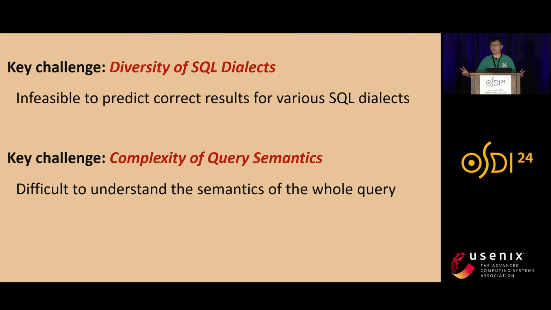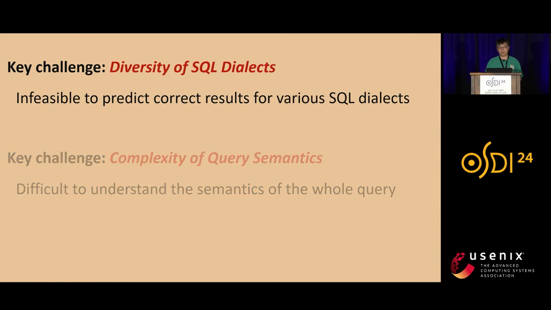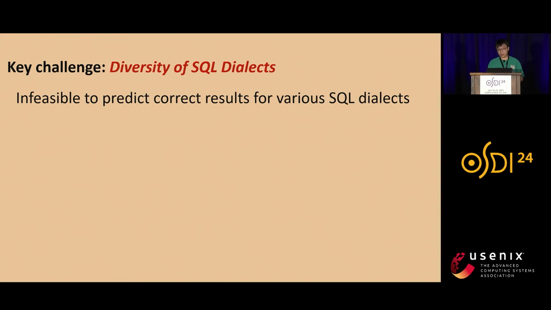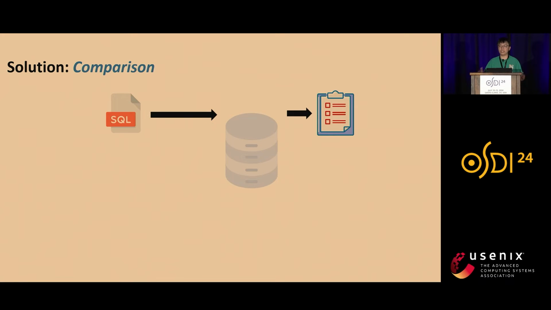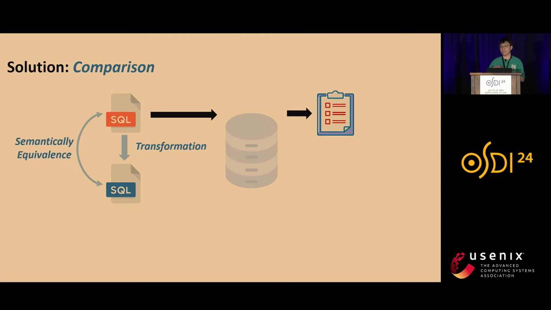So there are two key challenges. How to solve them? Let's do it one by one. For the first challenge, we know it's infeasible to predict the correct result, but we may ask, why do we have to predict? Can we use a smarter way? Our answer is yes, and the smarter way is comparison. Given a query and its execution result, we can transform this query into another query in a semantic preserving manner, and we know these two queries are semantically equivalent.